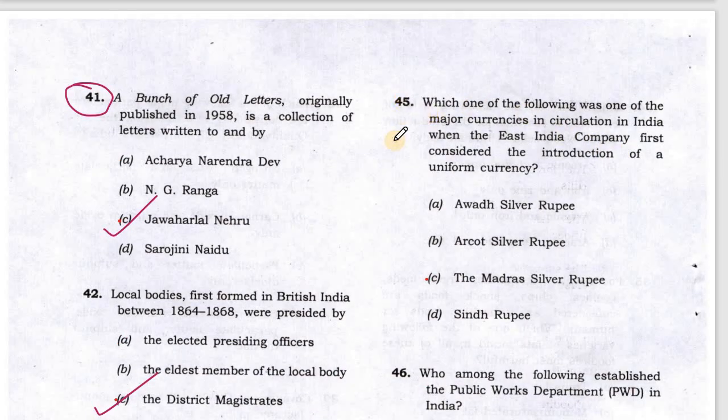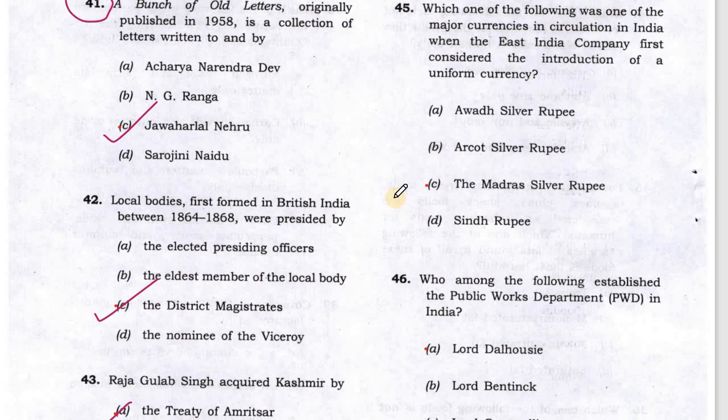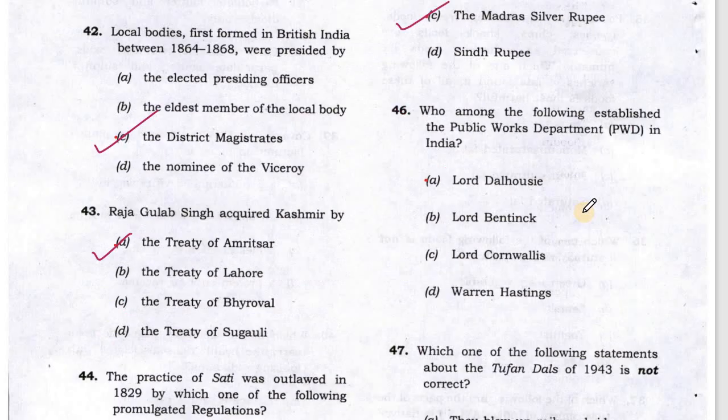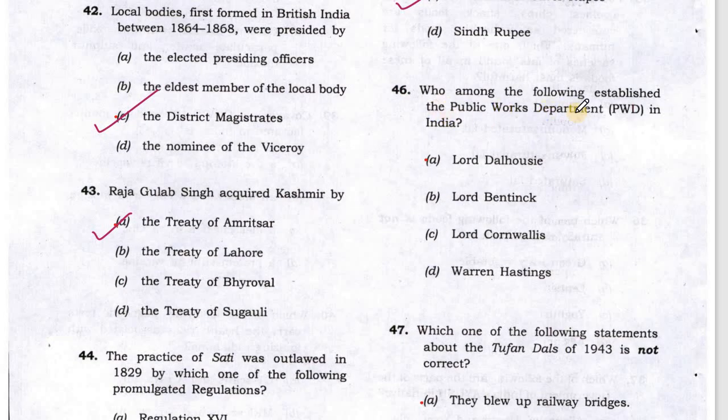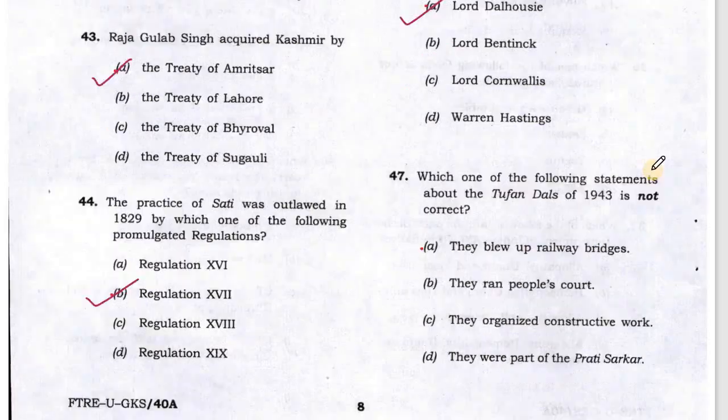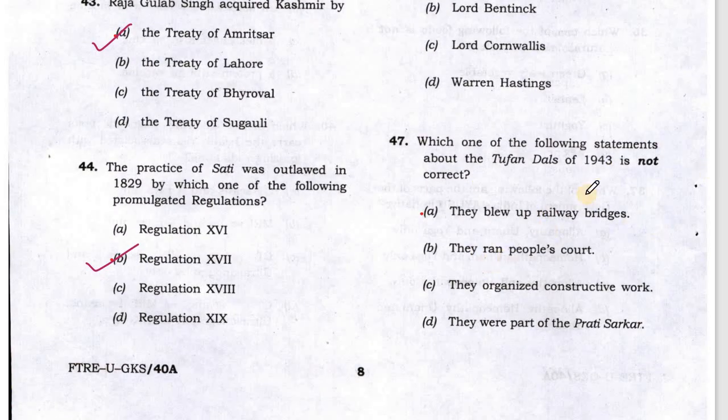Then next, question 45: which of the following were the major currencies in circulation in India when the East India Company first considered the introduction of a uniform currency? So this is the Madras silver rupees. Who among the following established the Public Works Department in India? So this is Lord Dalhousie. The Tufan Dal, so they are asking for the not correct one, so A will not be correct.